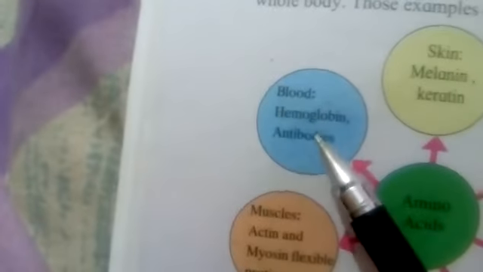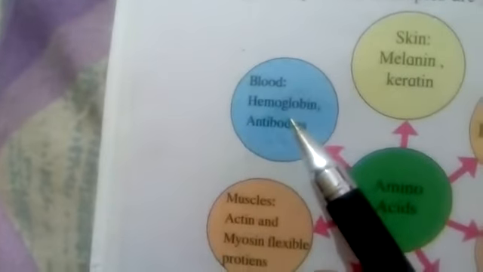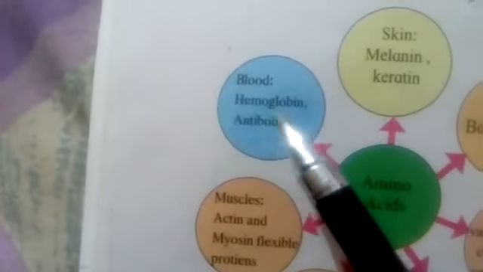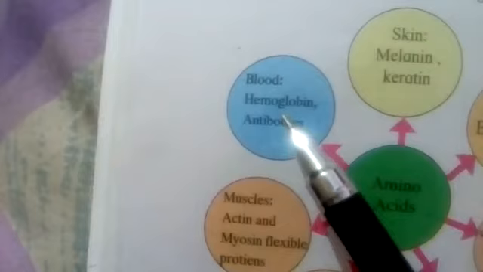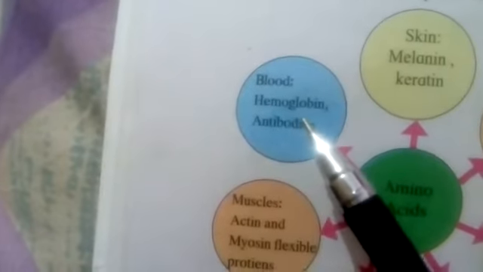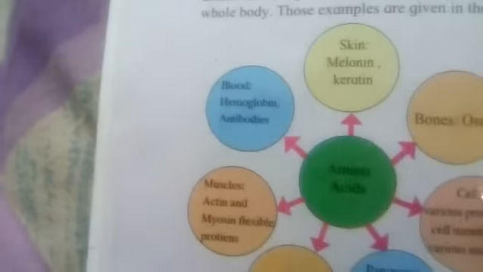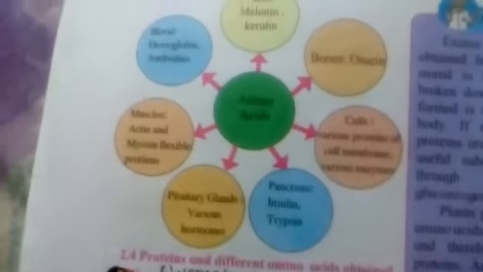Then in our blood, hemoglobin is present. Hemoglobin imparts red color to our blood and also increases the oxygen carrying capacity of our blood. So this is how amino acids play an important role in our body, and these amino acids are derived from the proteins. So this is how proteins also play a very important role in our day-to-day life.